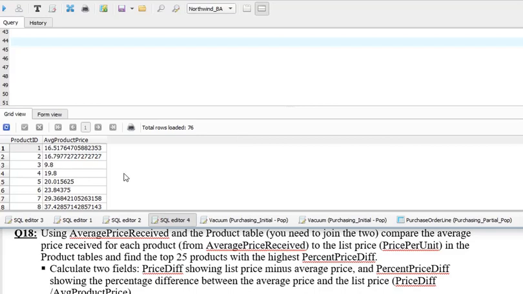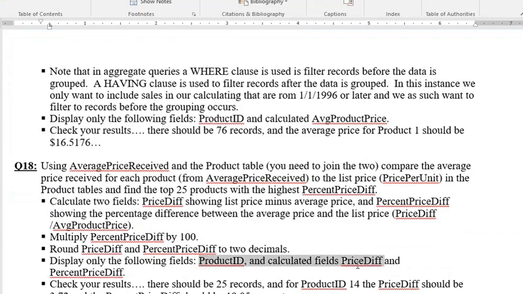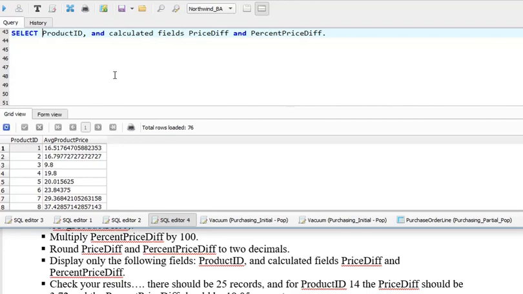After calculating average sales prices for the different products, we're going to compare these average sales prices to the list prices which are in the products table. So we need to join this view that we just created with the products table, and we're going to be showing product ID, price diff, and percent price diff.